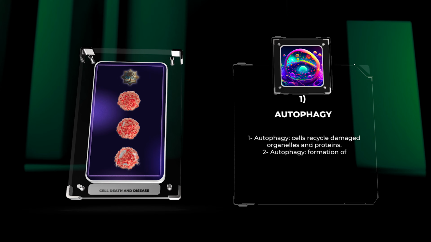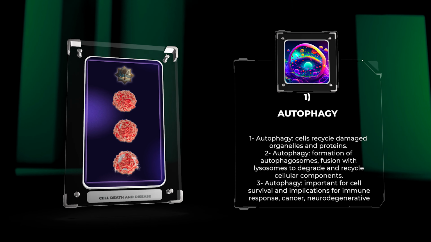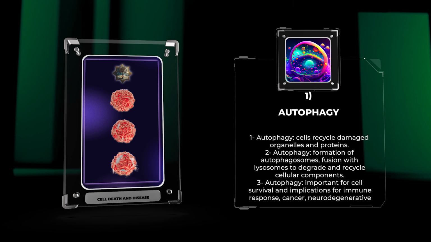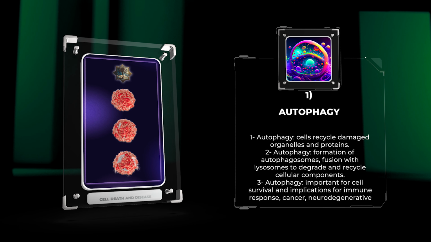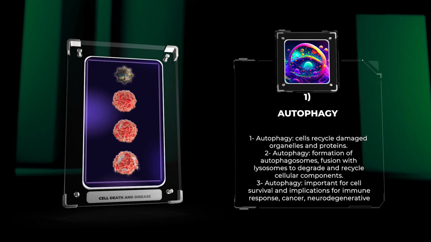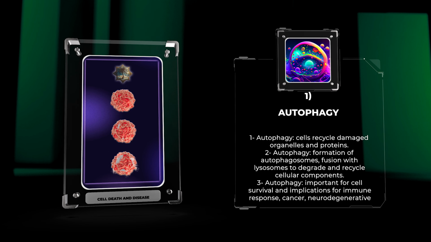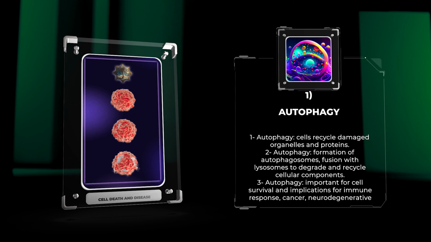Autophagy is a process in which cells recycle damaged organelles and proteins. It involves the formation of autophagosomes, which fuse with lysosomes to degrade and recycle cellular components. Autophagy is important for cell survival and has implications for immune response, cancer, neurodegenerative diseases, and aging. Key regulators of autophagy include TRK1, Beclin-1, and ATG proteins.